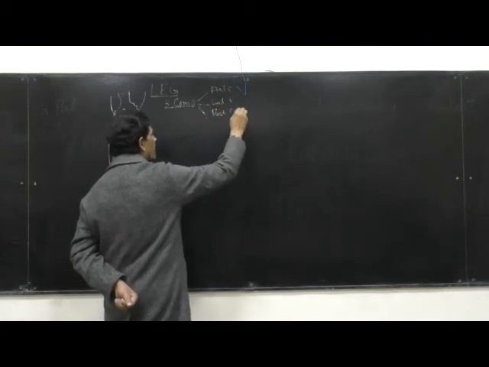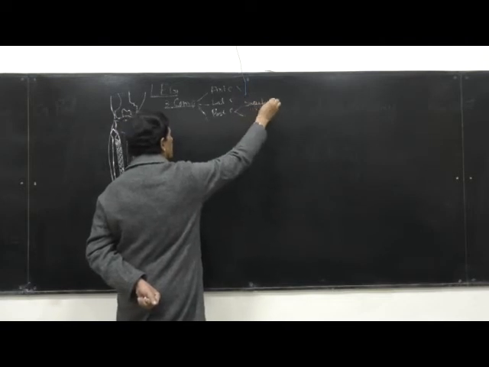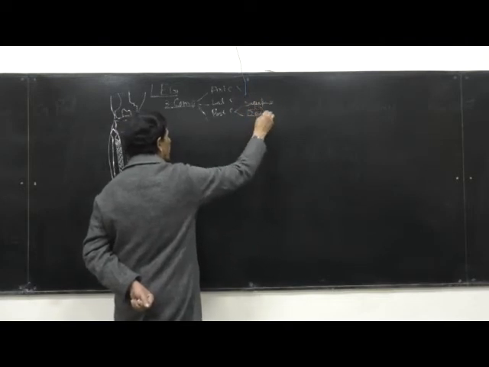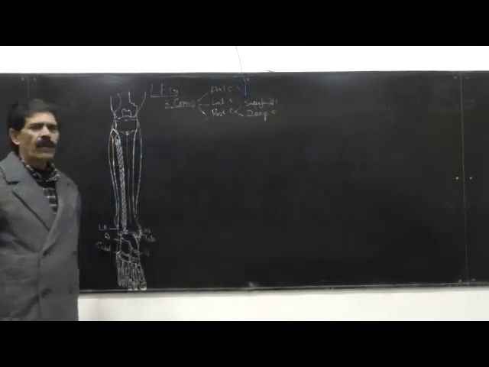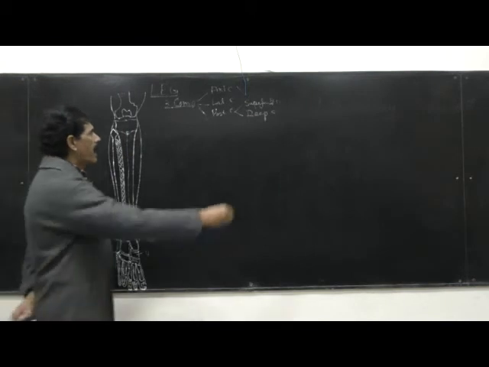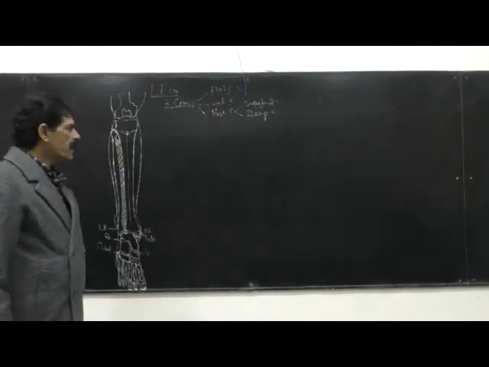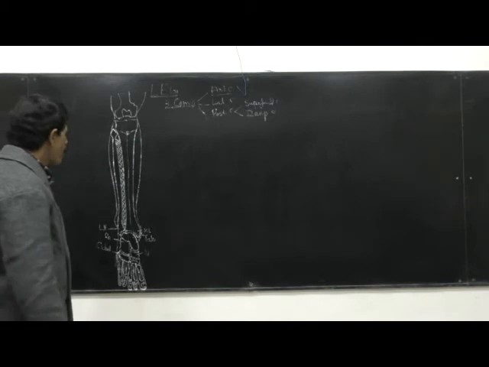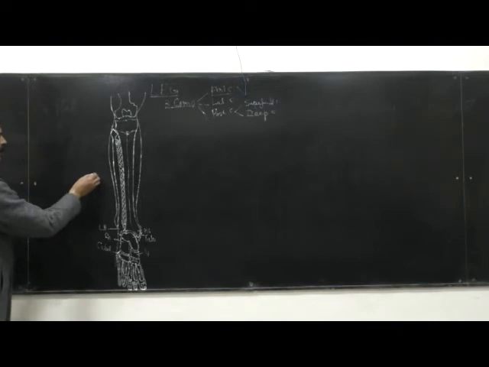The posterior is further divided into a superficial and a deep compartment. So we will go one by one through all the compartments. So first we will do the anterior compartment. All these three compartments are visible when we cut the transverse section of the leg.